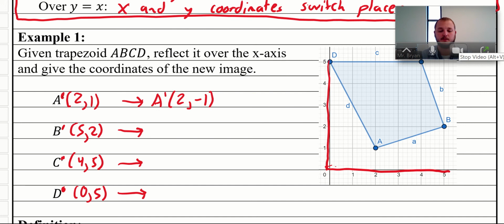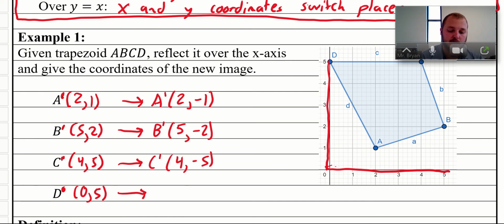It's just now it's going to be below the x-axis. We can continue here. X coordinate stays the same. That's positive 5. Y coordinate changes. Negative 2. C prime. X coordinate stays the same. Y coordinate changes its sign. Negative 5 now. And then last one here, D prime, or the D of the new image, is going to end up at 0. That's not going to change. And luckily that wouldn't change no matter what. And now also negative 5.